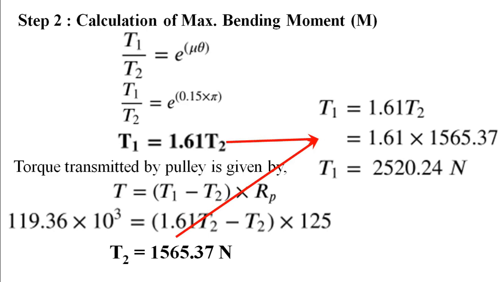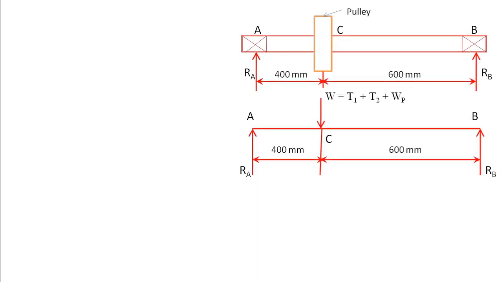We will get T1 is equal to 2520.24 Newton by putting the value of T2 into equation 1. Now, we will redraw that arrangement which is given in the problem. From that, we can draw the load diagram as you can see in the figure. Reaction at A will be RA, reaction at B will be RB, and load at point C will be W.